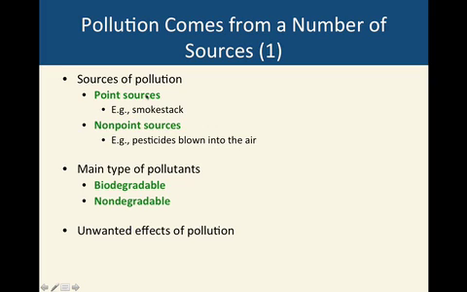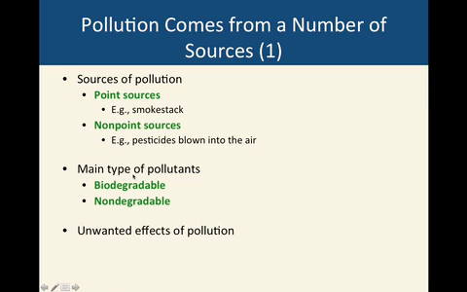We have point sources and we have non-point sources. The main difference is that with a point source, you can tell exactly where that pollution comes from. For example, a smokestack from a factory. Non-point sources would be things like runoff from a field into a stream or pesticides blown into the air.